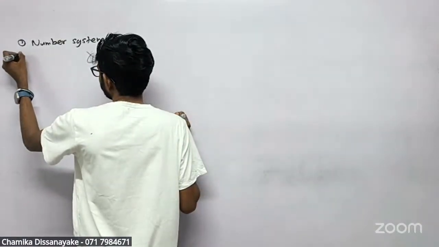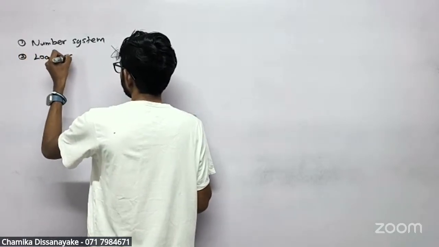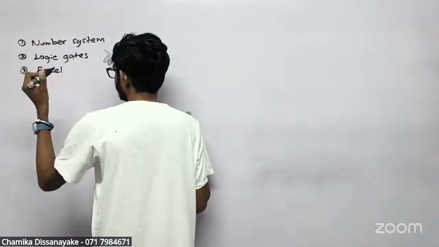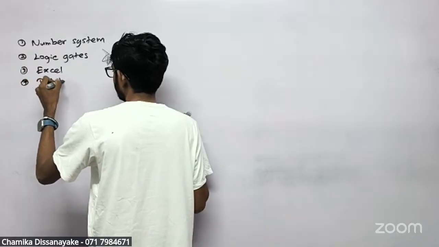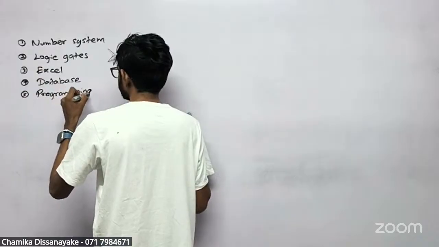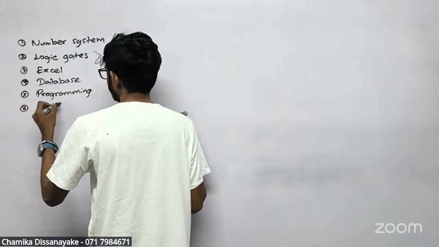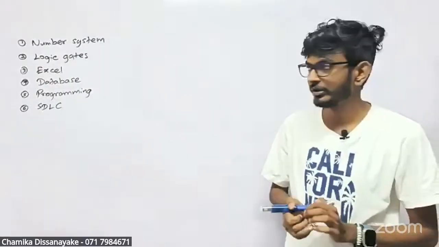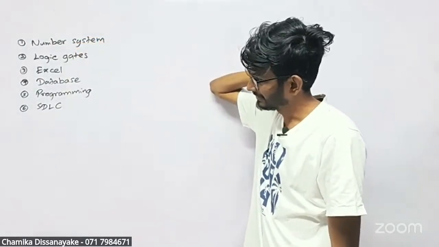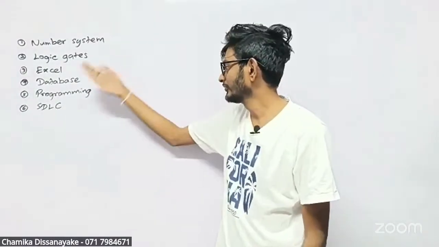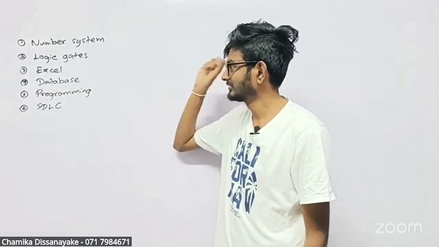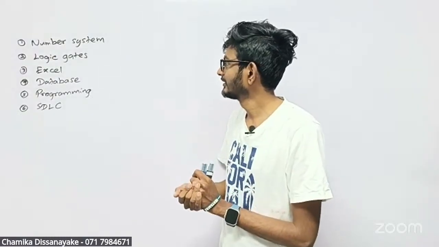The first one will be number system, and we will discuss the logic gates. Then I will discuss the Excel spreadsheet lesson, the database, and programming. Last, the system development life cycle. I am hoping to do all the lessons. These first four will be very easy, easy meaning there are several little things to discuss. Then we will move to these two lessons also. This one is also a small part. Programming is the one where we have to understand several things.